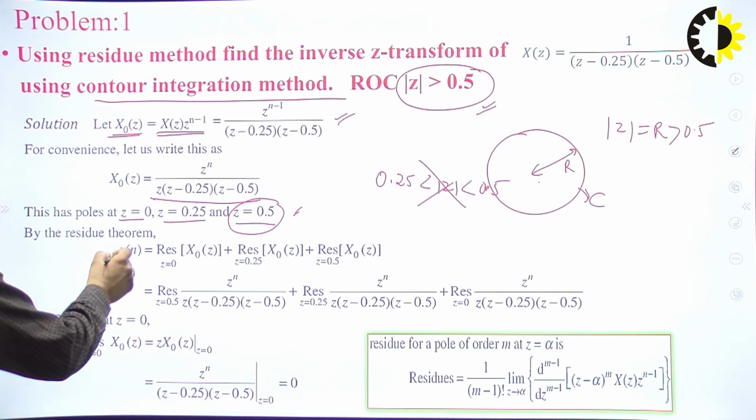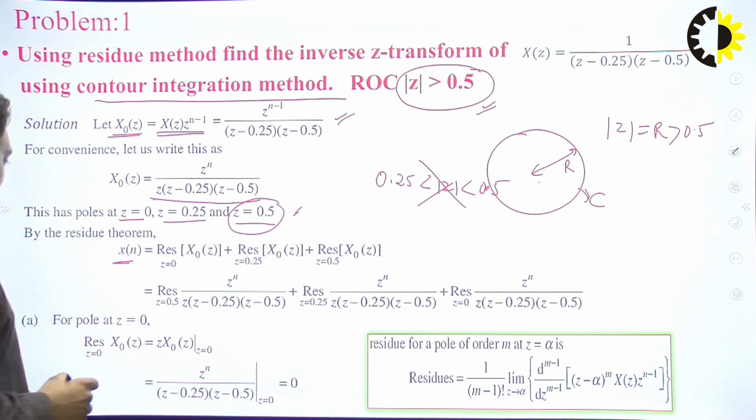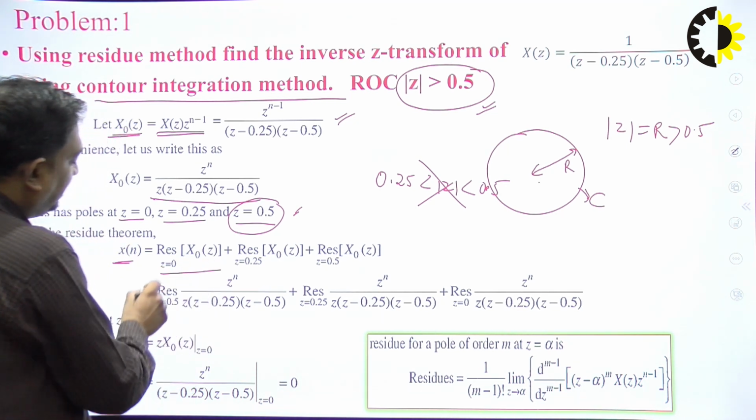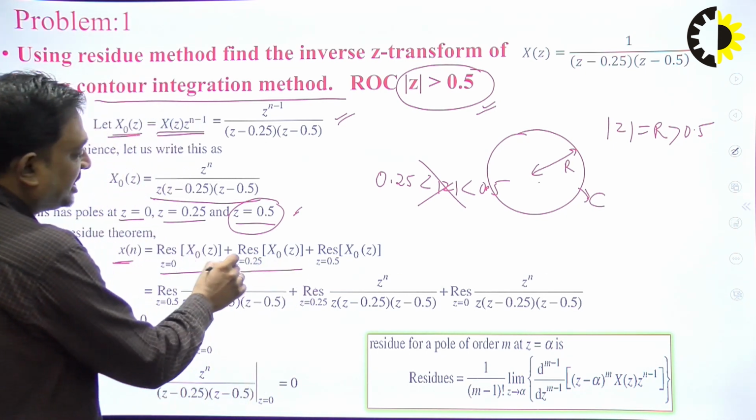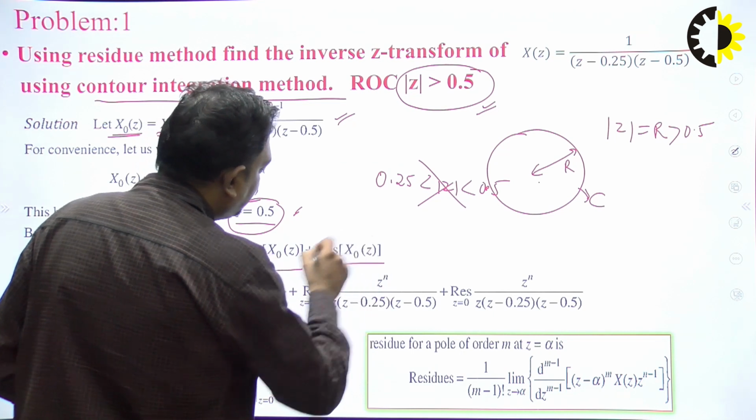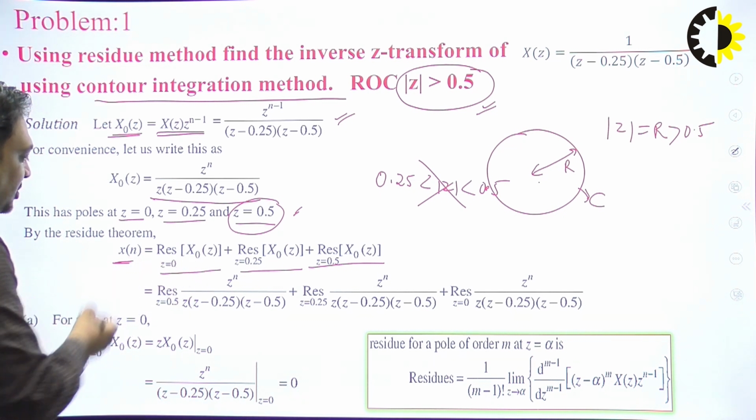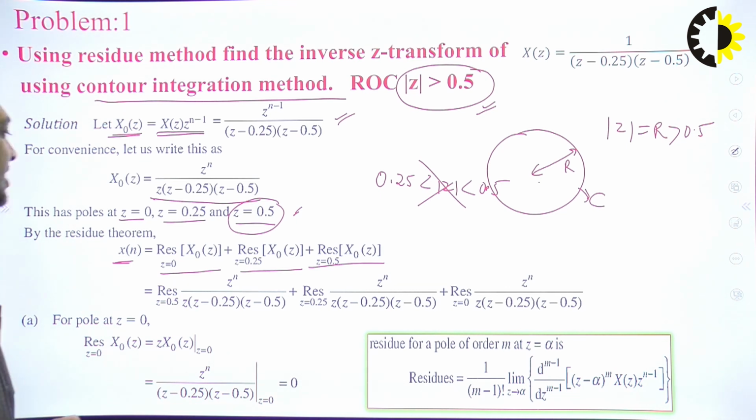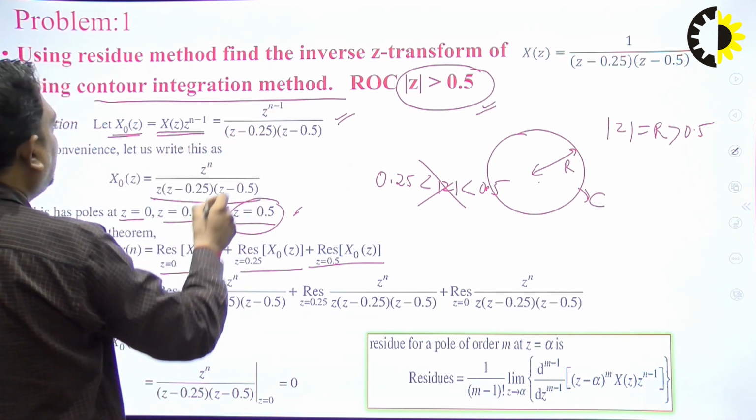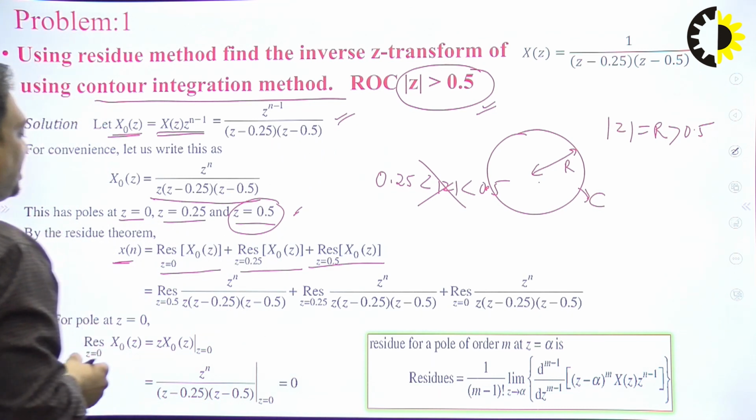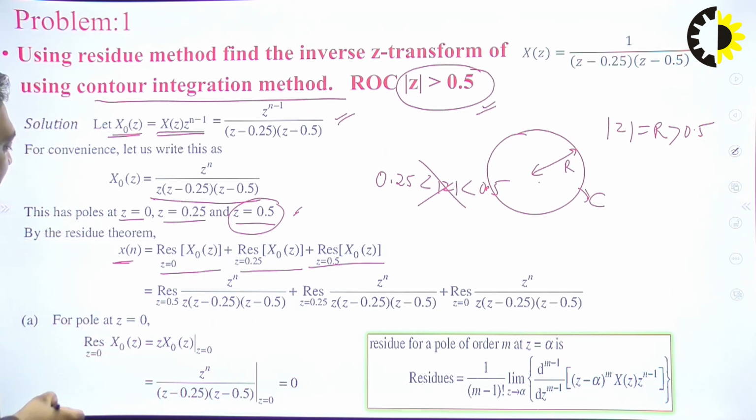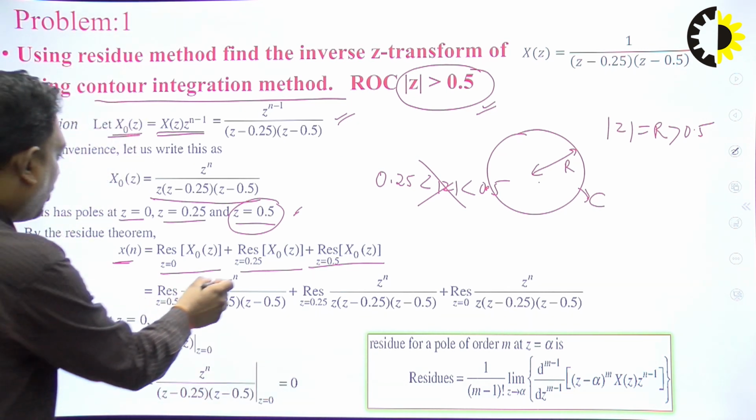According to the residue method, your x[n] will become residue of X(z) z^(n-1) at z equals 0, residue at z equals 0.25 and residue at z equals 0.5. So here X(z) and F(z) are the same, you can say. Now we will find the residue at z equals 0, so we will see what is the value of X(z) here: z to the power n minus 1 upon z minus 0.25 into z minus 0.5. If we have seen the case, this is the formula; according to this formula, how will we get this term?